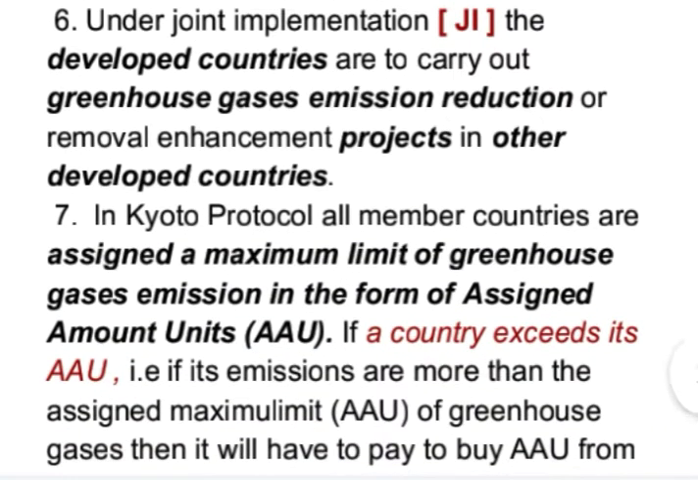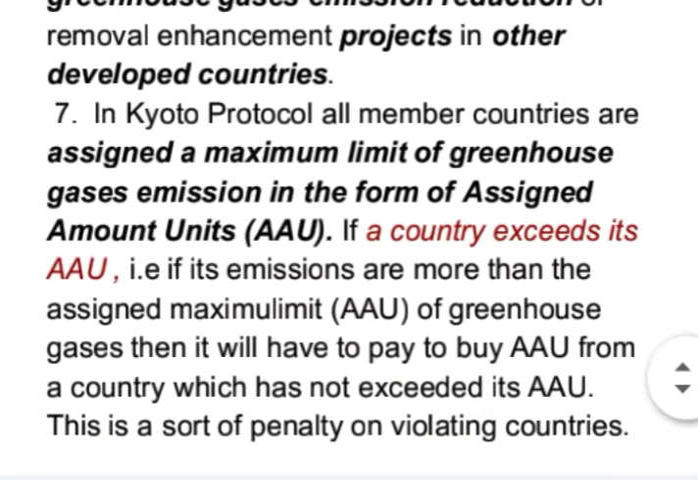In Kyoto Protocol, all member countries are assigned a maximum limit of greenhouse gases emission in the form of assigned amount units or AAU. If a country exceeds its AAU, that is, if its emissions are more than the assigned maximum limit or AAU of greenhouse gases, then it will have to buy AAU from a country which has not exceeded its AAU. So, this is a sort of penalty on violating countries.